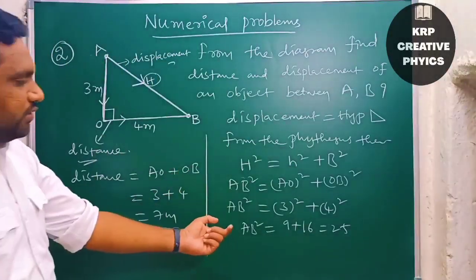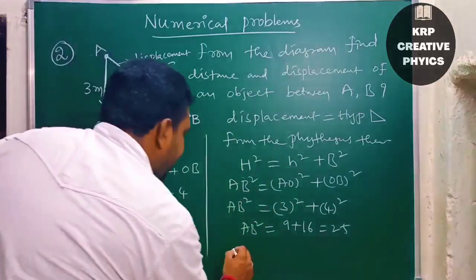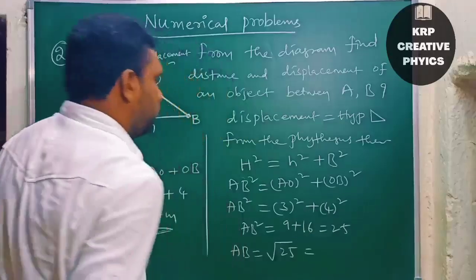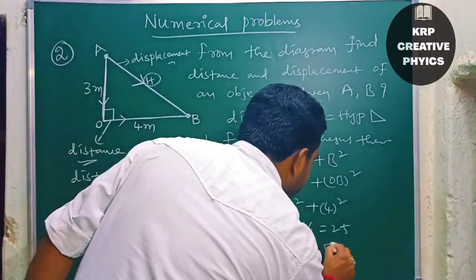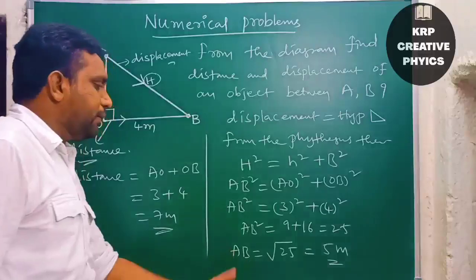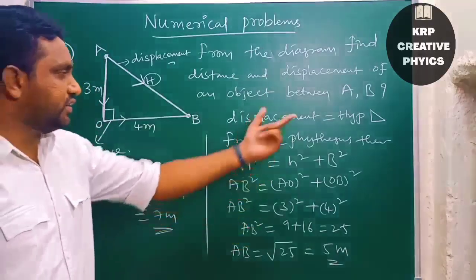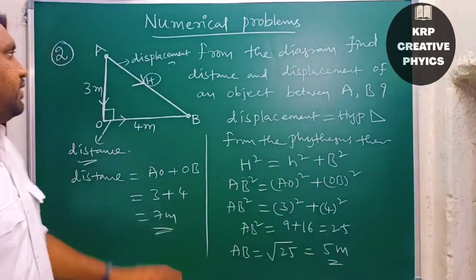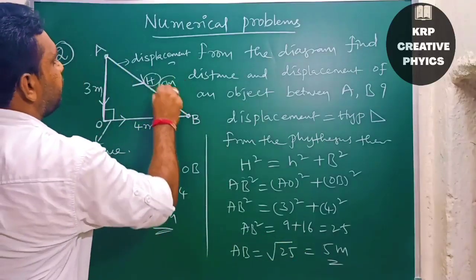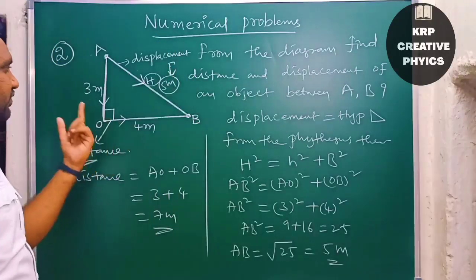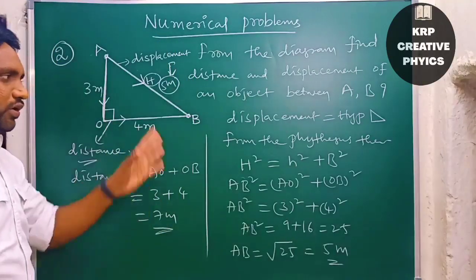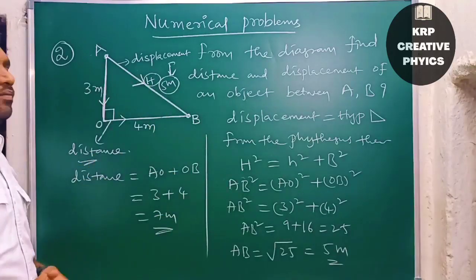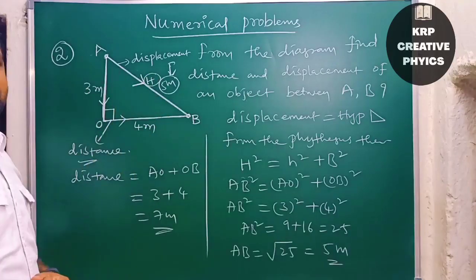So AB square is nothing but displacement square, but we need to find displacement. That means AB equals what? Under root 25. Under root 25 becomes how much? Under root 25 is 5 meters. So here AB represents the hypotenuse, but the hypotenuse is nothing but displacement. So therefore displacement is how much here? 5 meters. Displacement is 5 meters. And what about the distance? 3 plus 4 is nothing but 7 meters. So finally we found the distance and displacement for this second numerical problem.